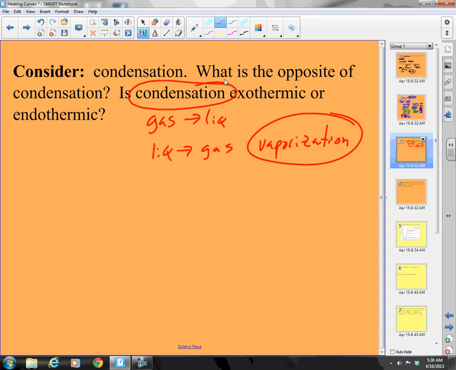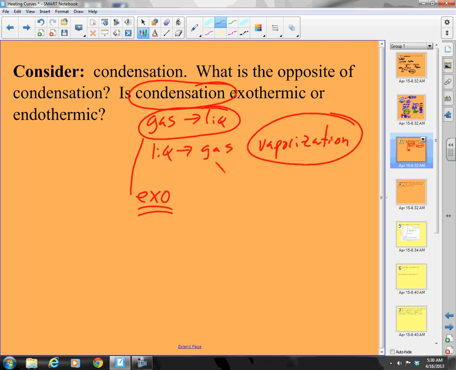Is condensation exothermic or endothermic? Okay, I'm going from a gas to a liquid. I'm going from a higher energy state to a lower energy state, you'll learn, and this is exothermic, right? Going from a gas to a liquid.